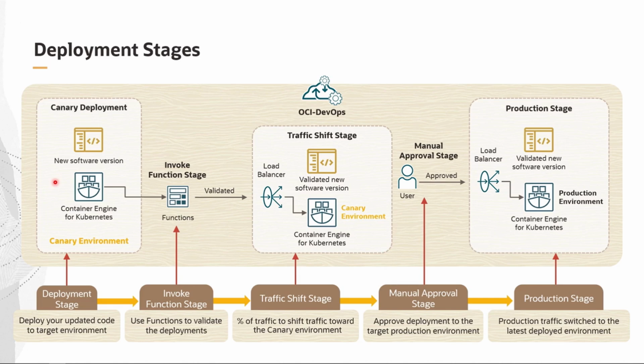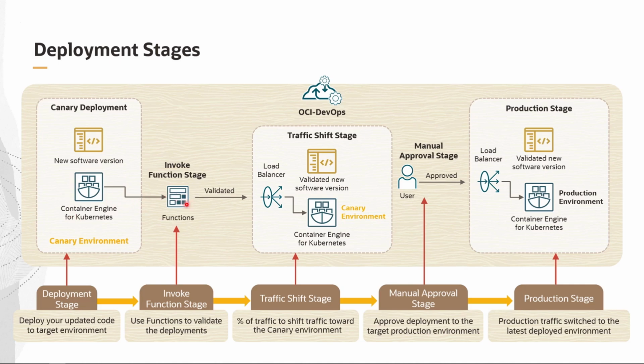Let's understand this diagram from one end to another. Let's assume you already have a software application hosted on one of the environments on the OCI platform. Now you wish to update that software to a newer version. For that, you must first have a canary environment created. It can be either in the container engine for Kubernetes or it can be an instance group. You deploy your new software version in one of these environments.